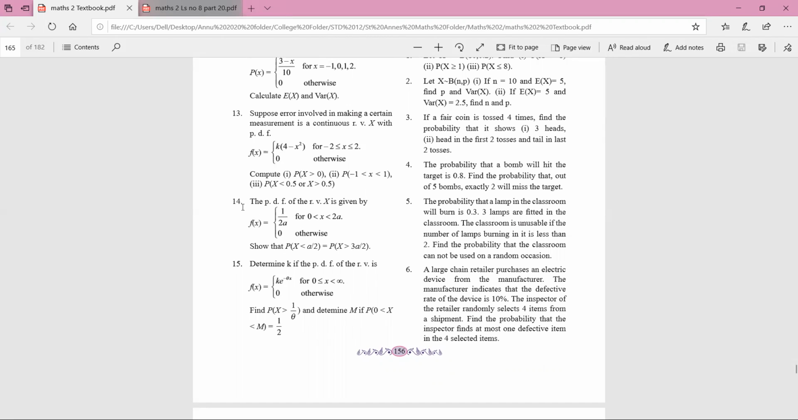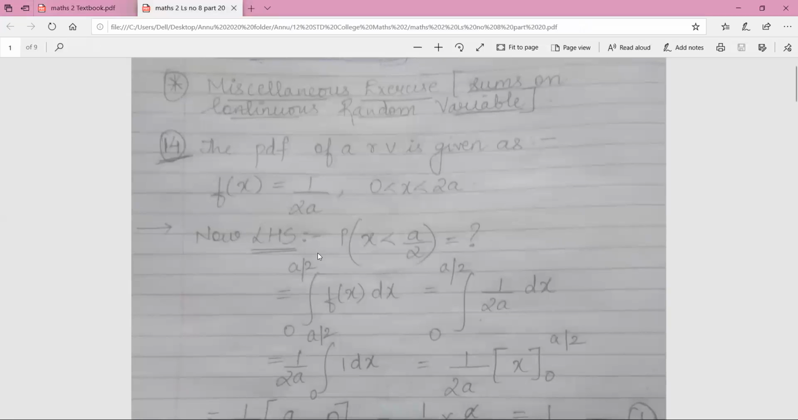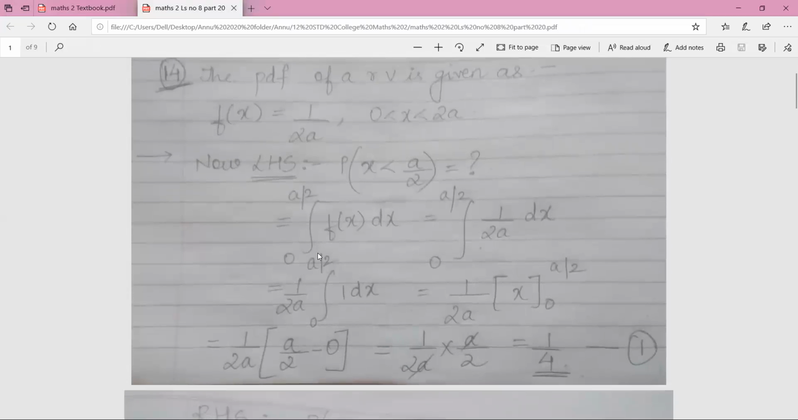Coming forward with the next sum, sum number 14. The PDF of the random variable x is given as f of x is equal to 1 upon 2a, 0 less than x less than 2a, 0 otherwise. You have to prove that LHS is equal to RHS, that is probability of x less than a by 2 is equal to probability x greater than 3a by 2. So let's see how the sum is solved.